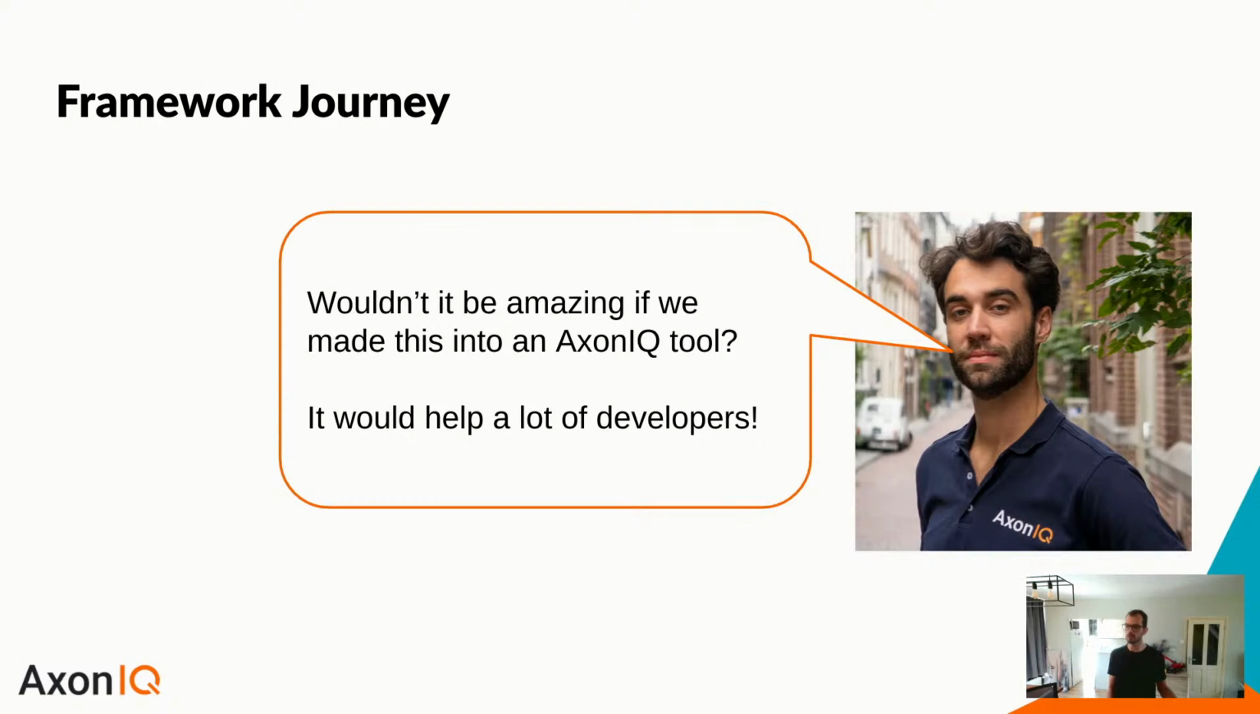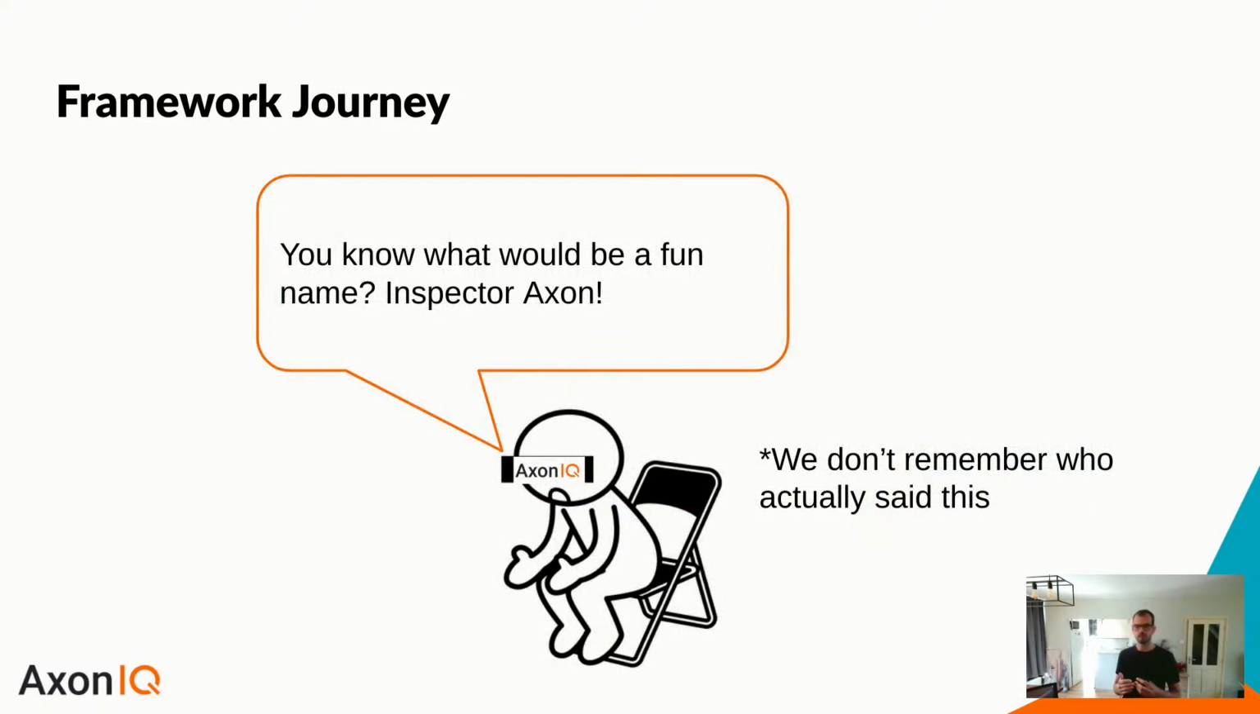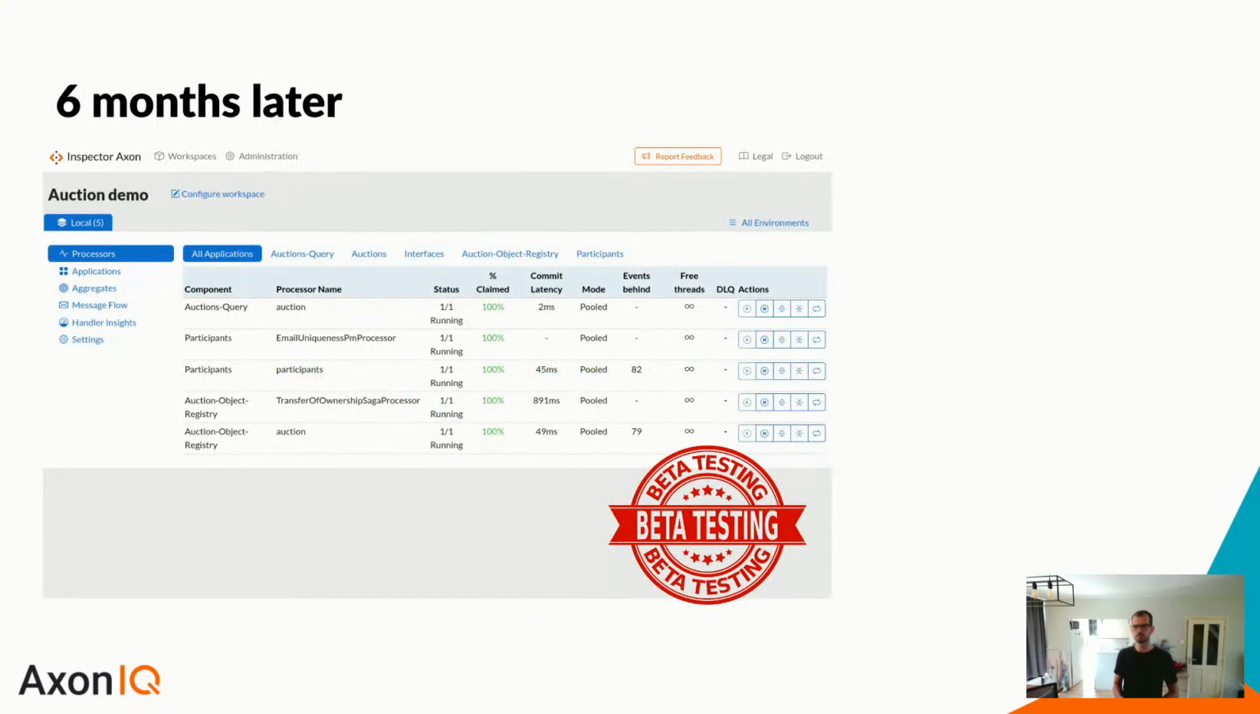It would solve a lot of problems for a lot of our developers, and we can even expand on the idea. So then someone joked, like, hey, what would be a fun name? Inspector Axon. And the bad thing is that we don't actually remember who called it that, but we kind of went along with it. And well, 6 months later, we built Inspector Axon, and we are currently today opening it for the public in a beta variant.